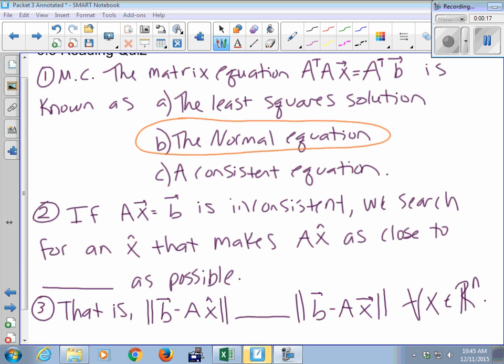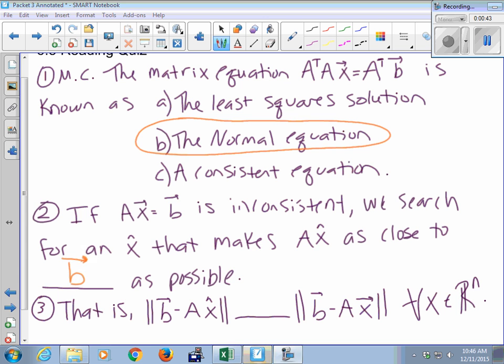If AX equals B is inconsistent, we search for an X hat, right? Instead of just an X, we search for an X hat that makes AX hat as close to B as possible. You can't find an X that makes those things equal, so instead you look for an X that makes them as close together as possible. Okay. So that is, right, I'm just restating number 2 here.